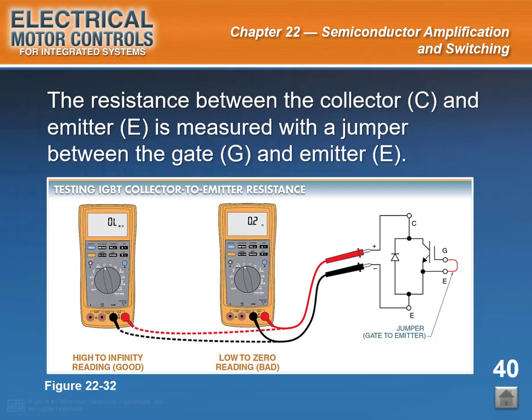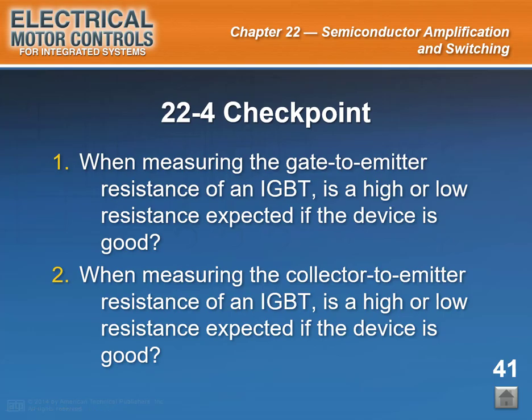End of slide 40. Start of slide 41. Slide caption: 22-4. Checkpoint. When measuring the gate to emitter resistance of an IGBT, is a high or low resistance expected if the device is good? When measuring the collector to emitter resistance of an IGBT, is a high or low resistance expected if the device is good? End of slide 41.